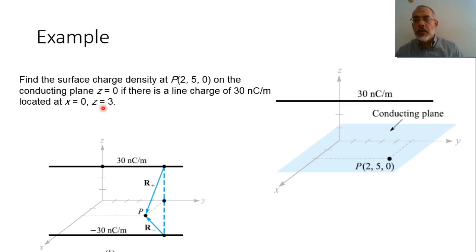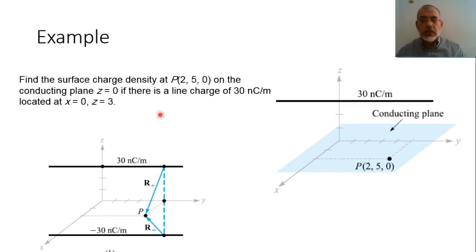It should be noted that when we determine the location of the image, we ask what the normal to the conducting surface is. The normal to the conducting surface is z. So the image would have the same value of x, but the z would be on the other side, and the distance from the conducting plane to the source would be the same as the distance from the conducting plane to the image.